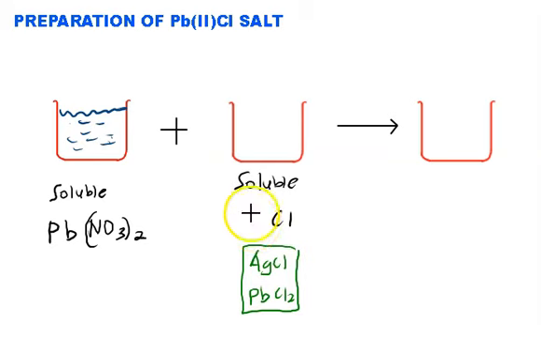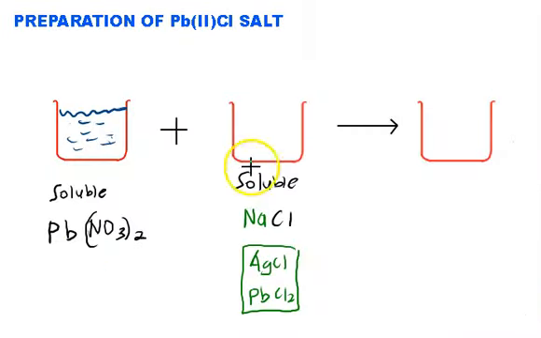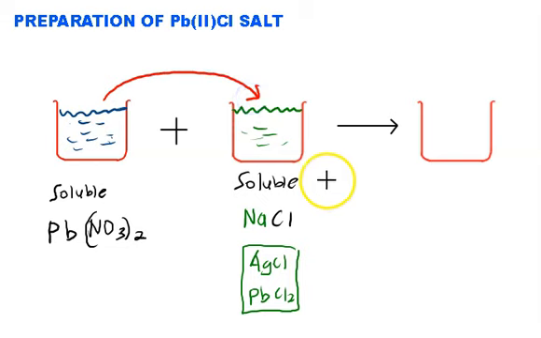Other than that, I can mix with sodium, because sodium, potassium or ammonium are all soluble. So I just have to mix it with the sodium. Here we will have a solution. Both of these are soluble. So now I'm going to combine them.